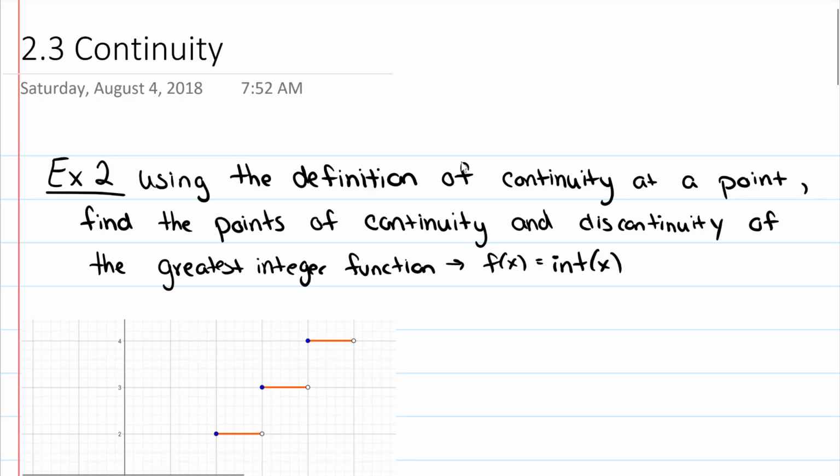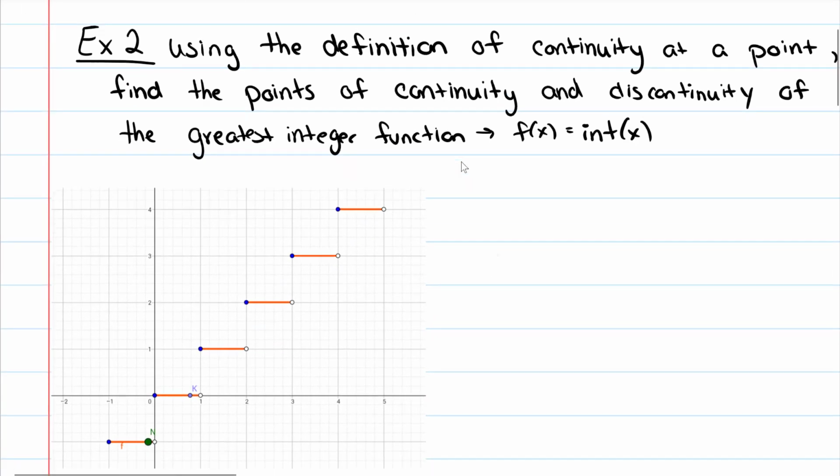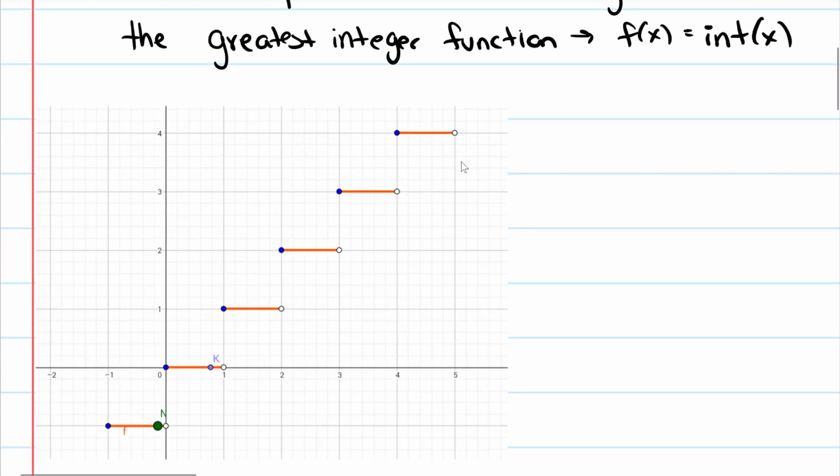Example 2. Using the definition of continuity at a point, find the points of continuity and discontinuity of the greatest integer function f of x equals int of x. So we have the graph here, which represents the integer function.